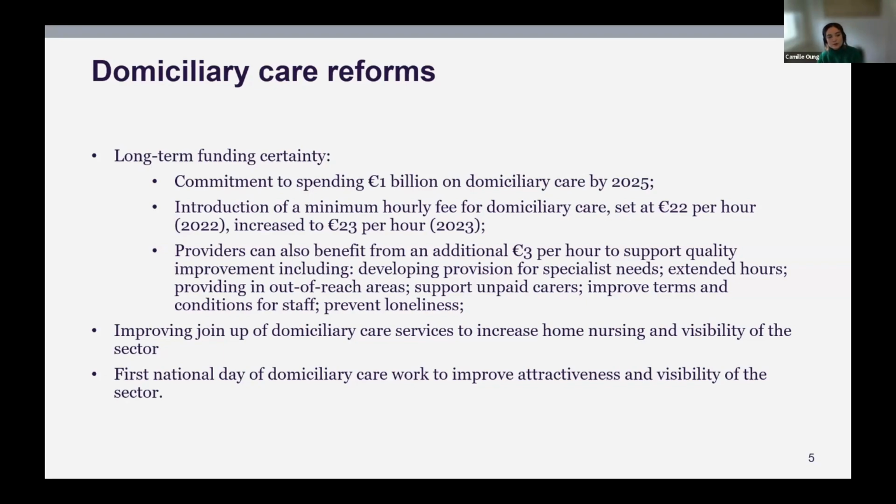There's also been a lot of work to improve the join-up of domiciliary care services. So the different types of services have been reconfigured to increase home nursing as the main way of delivering care at home and integrating services better, so that if you are someone who lives at home and has care needs, nursing needs, and a mix of all of those things, those are better joined up. And following a number of different pilots, this has become the main policy implemented last year and is being developed over the next few years as well.